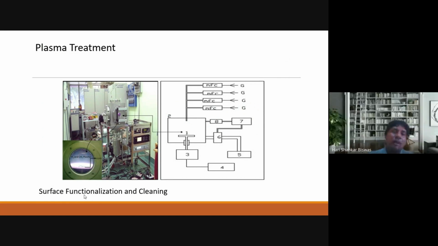This is a green process also, because it does not require so many solvents, and there is no byproduct. We can just use methane and hydrogen to deposit hydrogenated diamond-like carbon. There is no byproduct, and no other chemical is required.